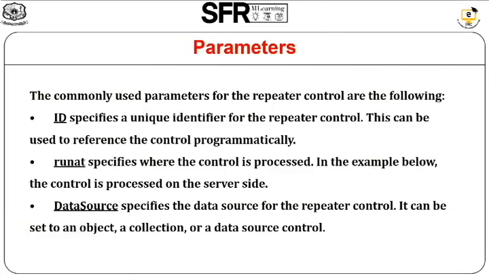The second parameter is runat. Runat specifies whether the control is processed on the server side. The control is processed on the server side. The third parameter we are going to discuss here is data source. It specifies the data source for the repeater control. It can be set to an object, a collection or a data source control.